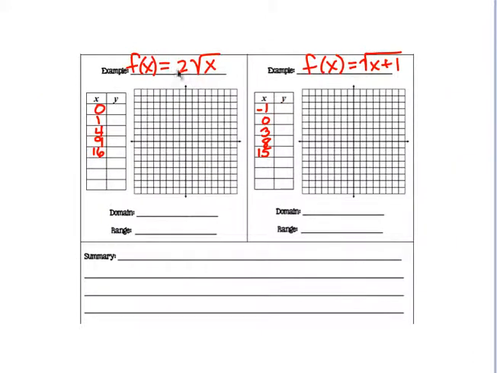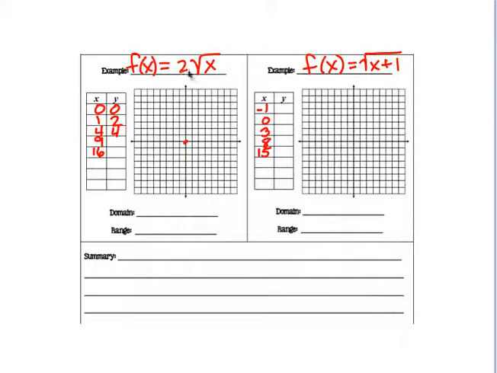For our next example, it's 2 square root of x. I chose pretty much the same numbers that I always choose. So you put in a 0, it's still going to come out to be 0. If you put in a 1, the square root of 1 is 1, but if you multiply it by 2, you get 2. If you put in a 4, you'll get the square root of 4, which is 2, times 2, which is 4. And then the pattern kind of continues.